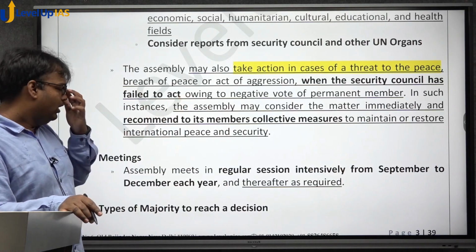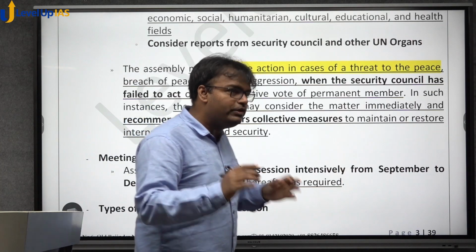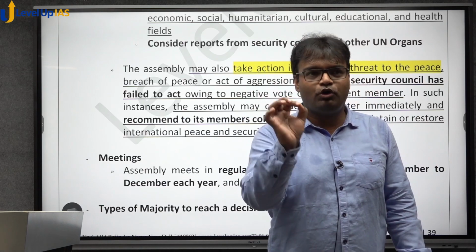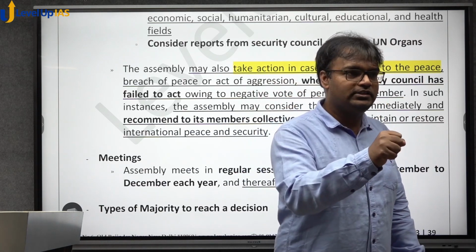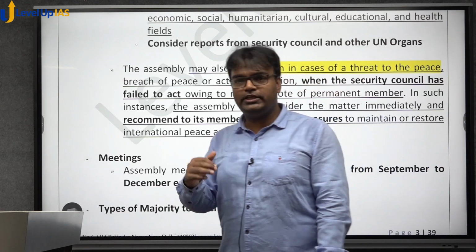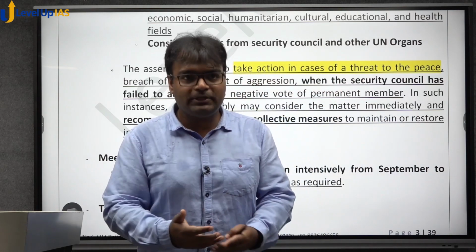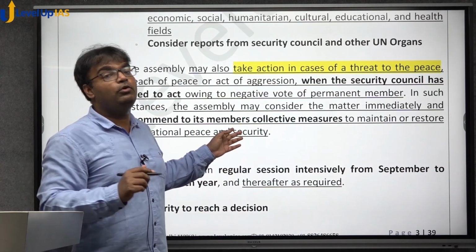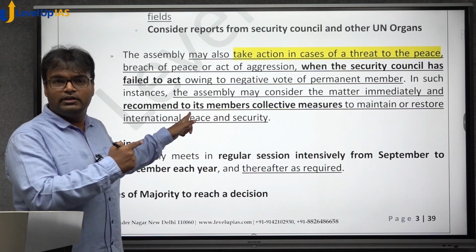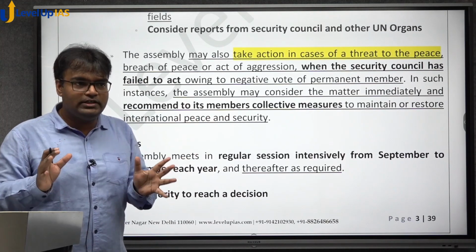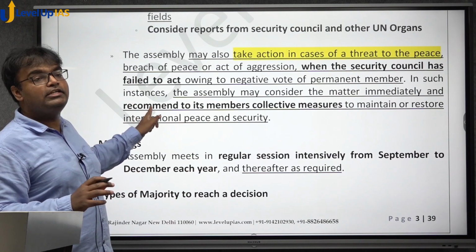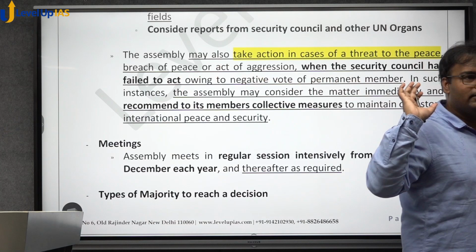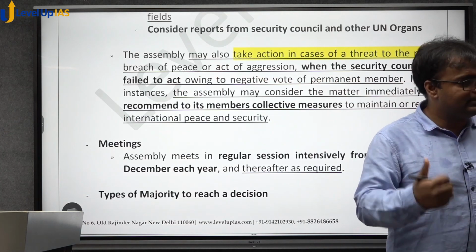Now here also, when we come to UNSC, we would see that UNSC is the only UN body which can take binding decisions. That is, if UNSC says something, it has to be respected by all the member countries. Here, the United Nations General Assembly will only give recommendations. When action has to be taken for international peace and security, UNGA will recommend its members to take collective action. Members can still say, we don't want to take an action here, even after a resolution is passed.